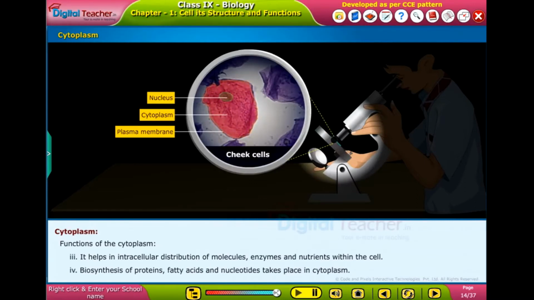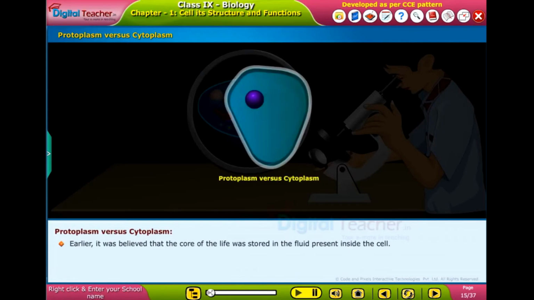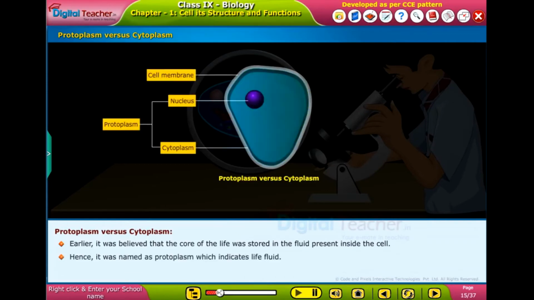Now, let us learn about protoplasm versus cytoplasm. Earlier, it was believed that the core of life was stored in the fluid present inside the cell. Hence, it was named protoplasm, which indicates life fluid.